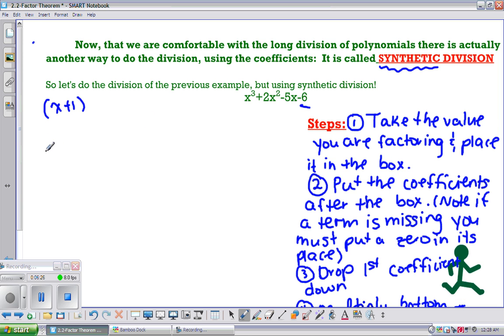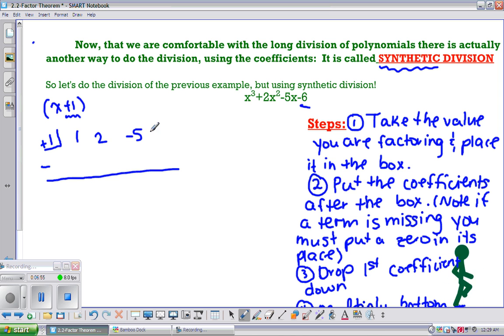So in synthetic division, here's your template. You have your box up in the corner there, and in this case you're going to be subtracting. So what you're going to do is take the number from your factor as is, not doing the opposite. You're going to take it as is, and because you're doing that, you're going to be subtracting in this situation. Then step 2 is you're going to take all the coefficients and put them in a row. So our first coefficient is 1, and then 2, and then negative 5, and then negative 6.